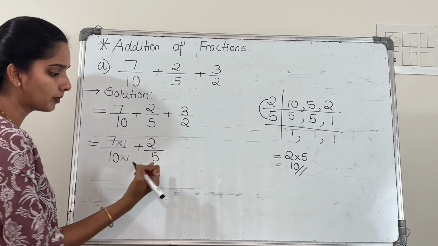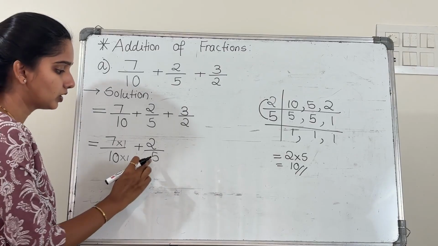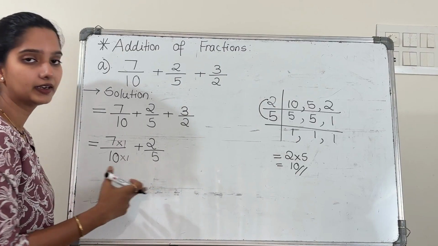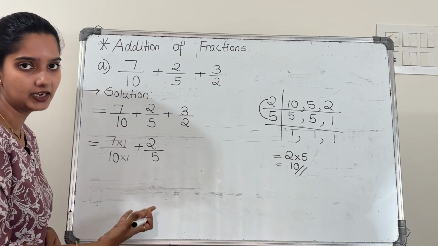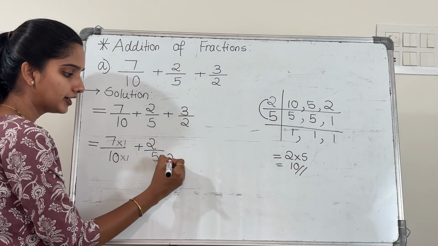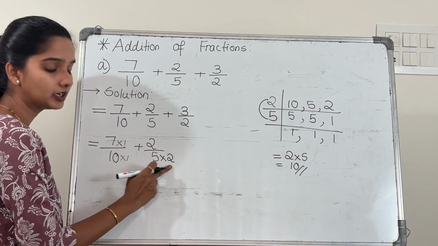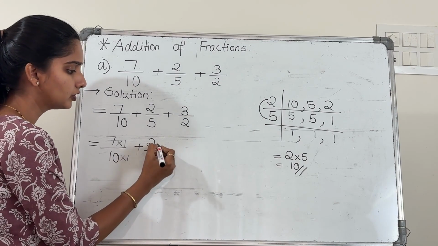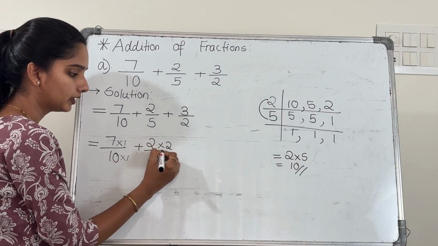As I told you, I want my denominator to become 10. So what do I have to do to get my denominator as 10? I have to multiply 5 with something. 5 what is 10? 5 2s are 10. Whatever you are multiplying in your denominator, the same number you are going to multiply in your numerator.